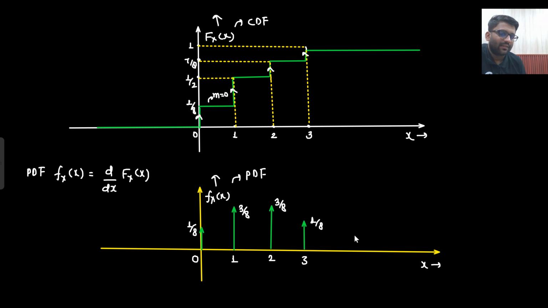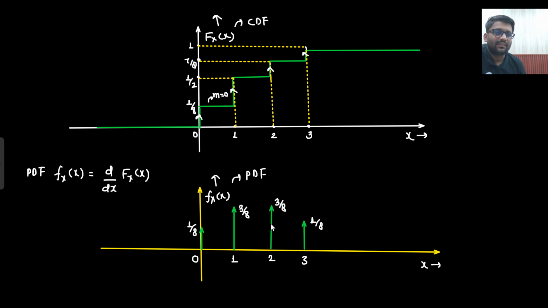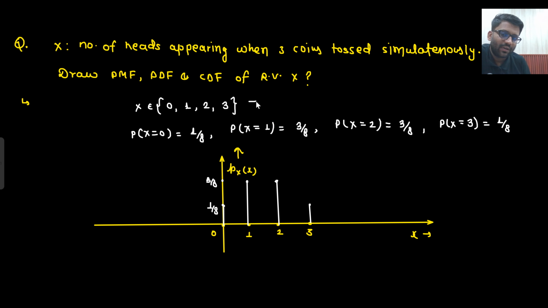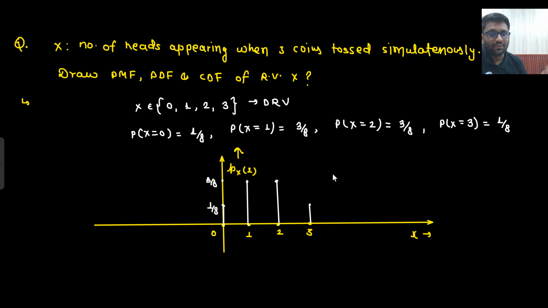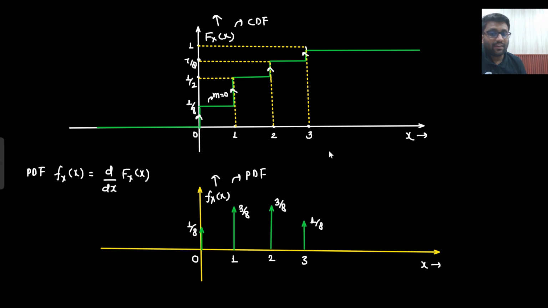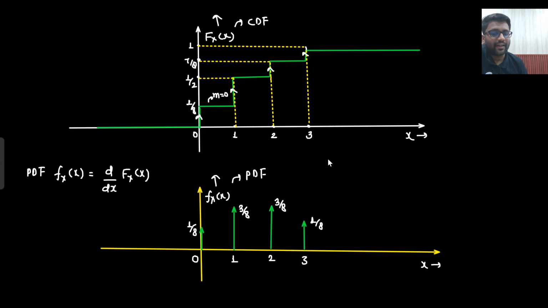If you closely see the graph of PDF and the graph of PMF, it is the same, just these discrete sequences have become impulses. But this is true for your discrete random variable. For discrete random variable, we have drawn PMF, CDF, and PDF as well. For continuous random variable, your PMF will always be 0. But for continuous random variable, PDF will not always be 0, right? For continuous random variable, we have seen this kind of PDF, no? So for continuous random variable, PDF will not be 0, but it will never have the impulse.